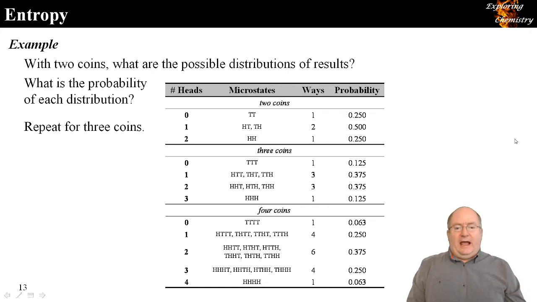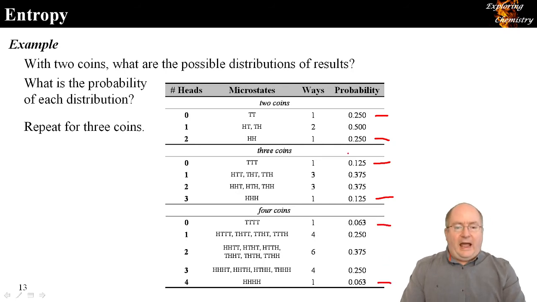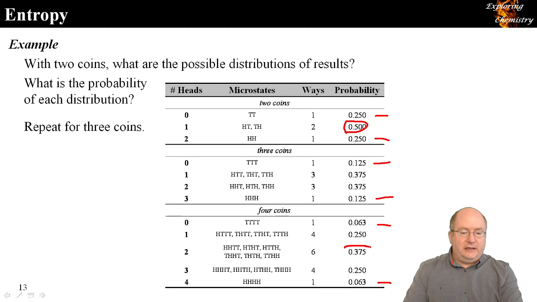And we can see for 2 and then 3 and then 4 coins that the number on the edge, the outer limits, continues to go down. 0.25 to 0.125 to 0.063. And the difference between the outside edge and the center continues to increase. Here the center is double, here it's triple, and here the center probability is 6 times the outside edge.